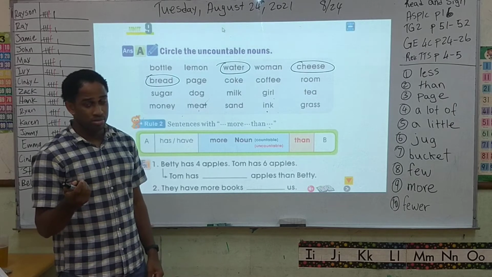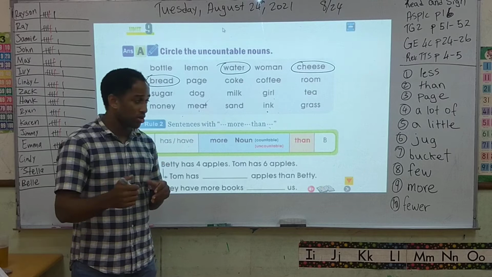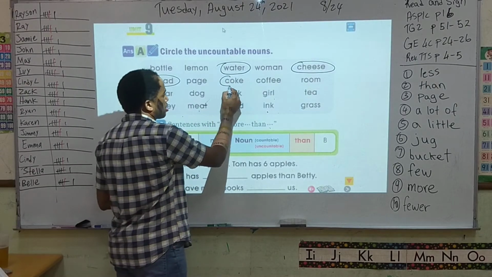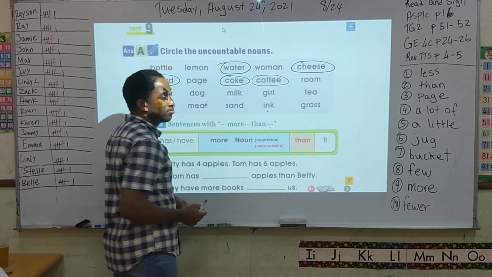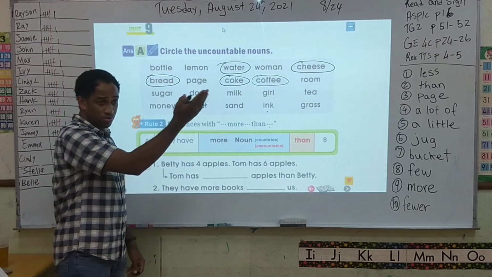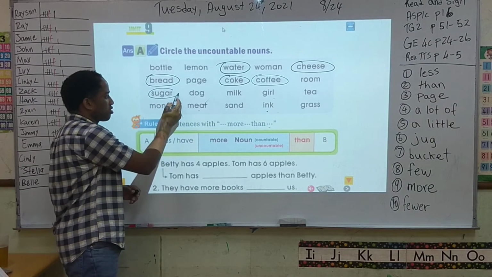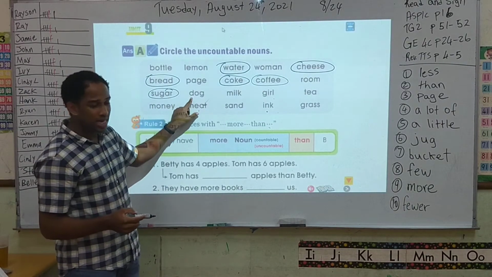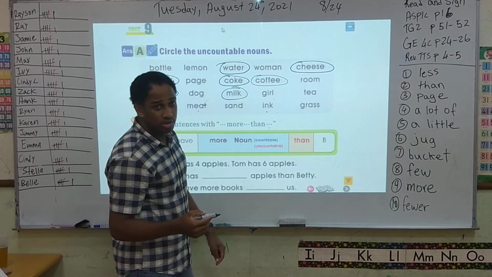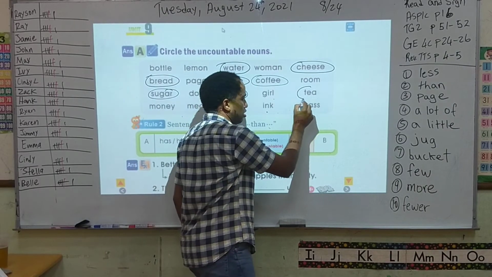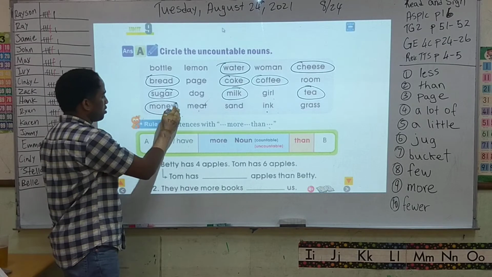Coke. 1 Coke, 2 Coke. You have to say 1 bottle of Coke. Okay, so Coke is uncountable. Coffee. Uncountable. Room. Room 2, room 3, room 4. Sugar. Sugar is uncountable. Dog. Countable. Milk. Uncountable. Girl. Countable. Tea. Uncountable. Money. Uncountable. Meat. Uncountable.